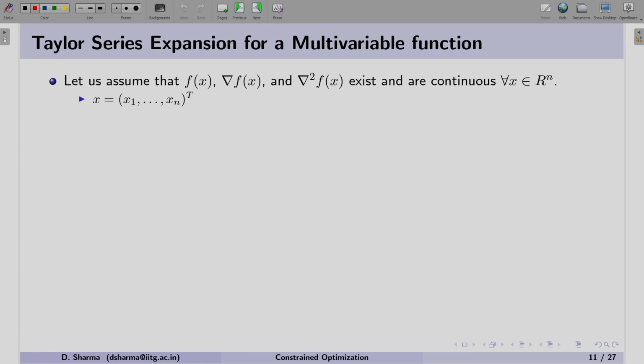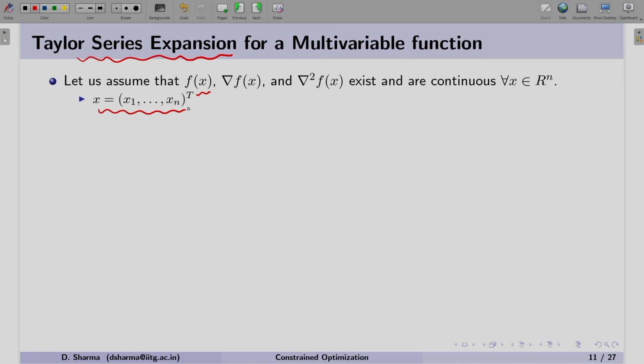We will begin our discussion with the optimality of an unconstrained optimization problem. Unconstrained means that there is no constraint on the problem. We are either minimizing or maximizing. For our reference, let us take minimization of a function f(x). We will be using the Taylor series expansion for a multivariable function. So the function f(x) is multivariable, and as you can see, x is a column vector here.